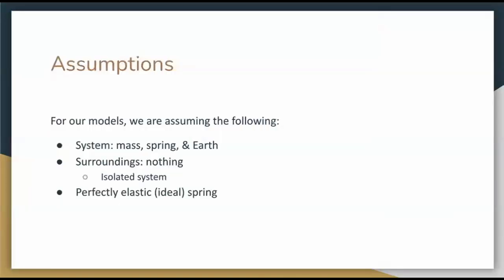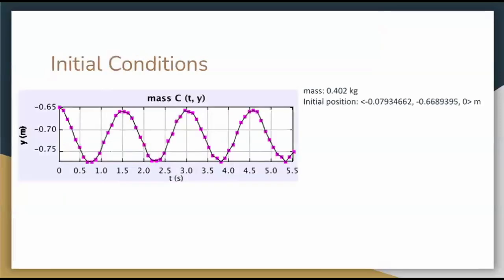For our models, we will be assuming the following. Our system includes the mass, spring, and Earth only. And we will also assume that we have an isolated system, meaning that there will be nothing doing work upon our system. And finally, we will assume that the spring is perfectly elastic. In other words, it is an ideal spring.